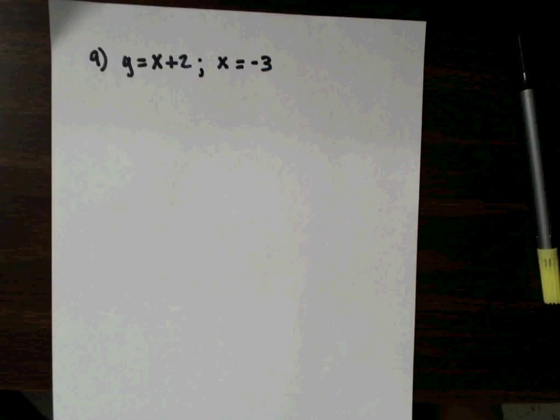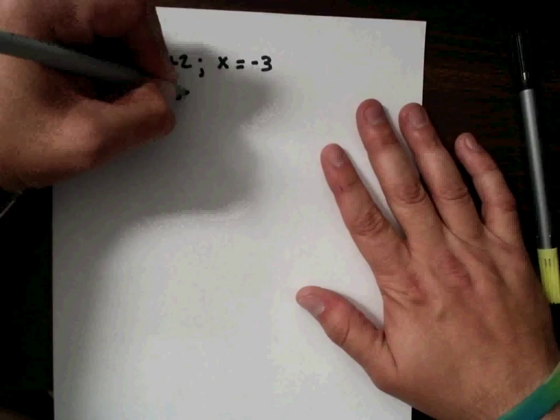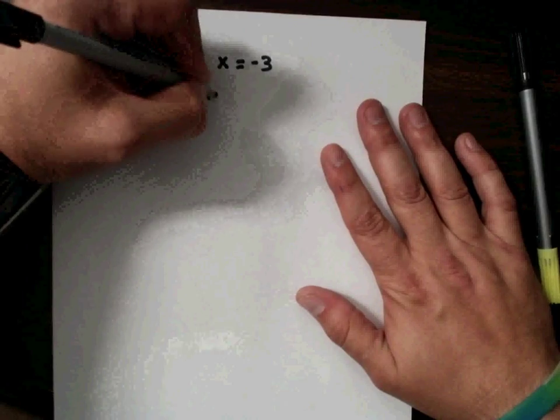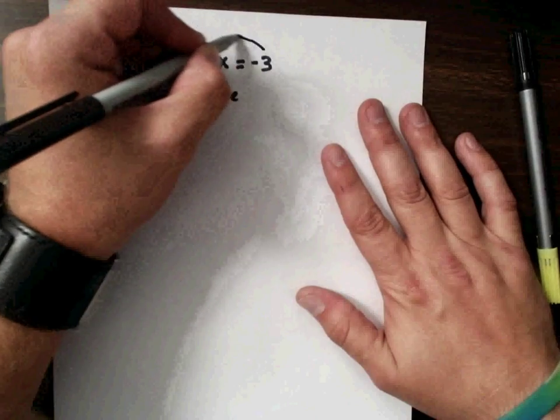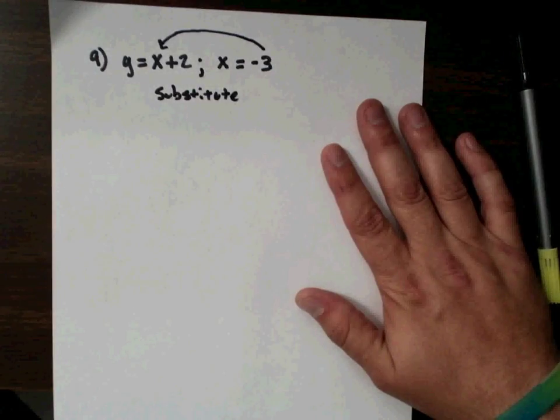What do you mean by combine? Very good. That's a better answer. Substitute is a whole lot better. So we would probably substitute wherever the x is, I would put in a 3, right? Or the negative 3.